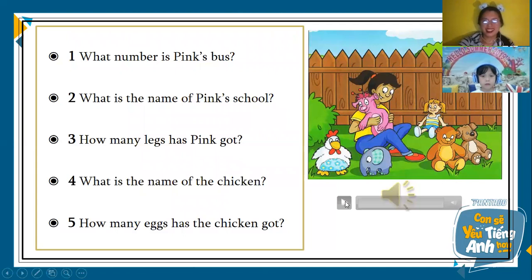Okay. Can you see the answers? Now you listen and write a name or a number. You will write it below. Okay. One.